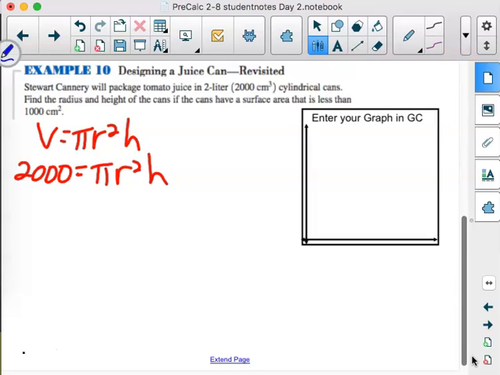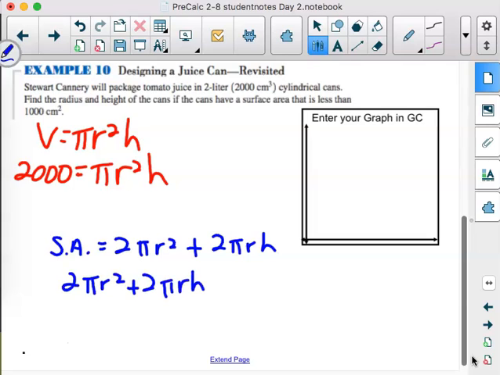So surface area formula, just think, okay, I need the top and the bottom, so that's going to be 2 of the pi r squareds. And then I'm going to need to know the area of the sides, which are circular, so that's going to be 2 pi rh. Circumference times the height. Well, let's see what they tell us about that. They told us that it is less than 1,000. So 2 pi r squared plus 2 pi rh is going to be less than 1,000.